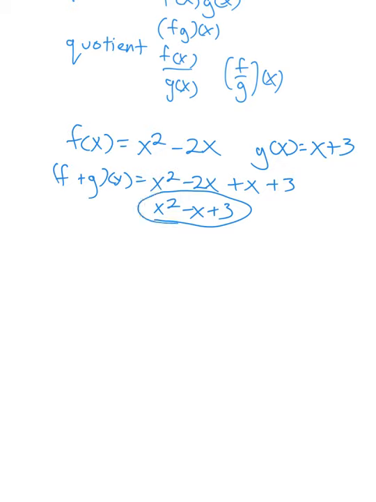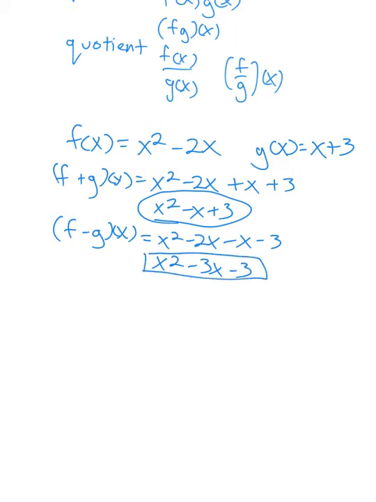If we were to subtract them, f minus g of x, then it would be x squared minus 2x, and the next numbers will be negative. So then we're left with x squared minus 3x minus 3, just like that.